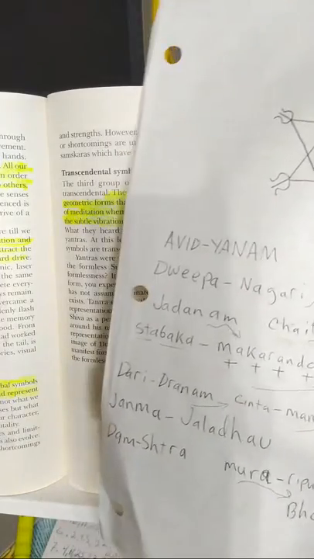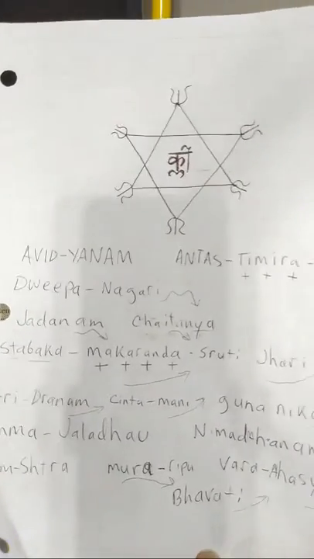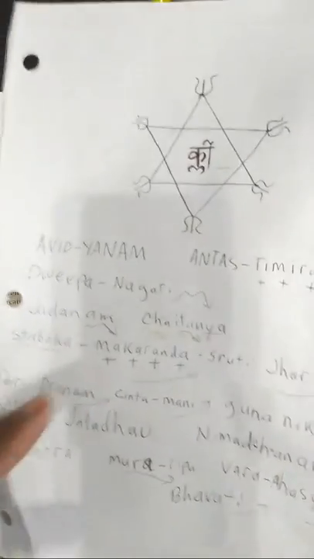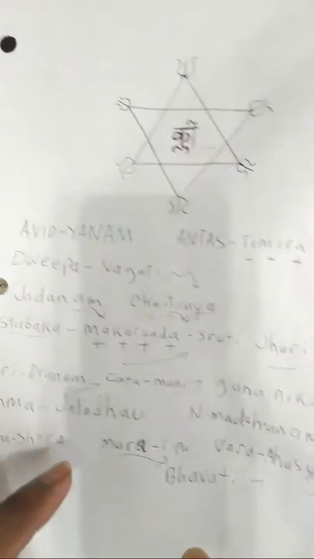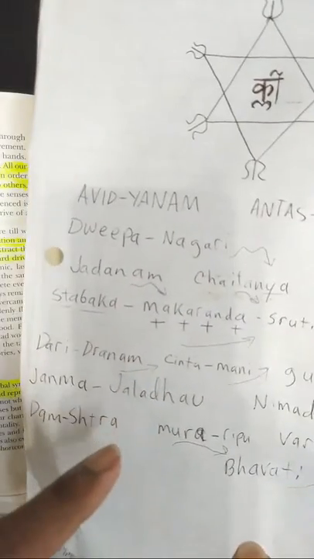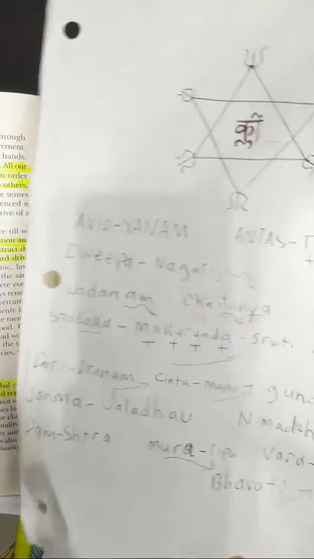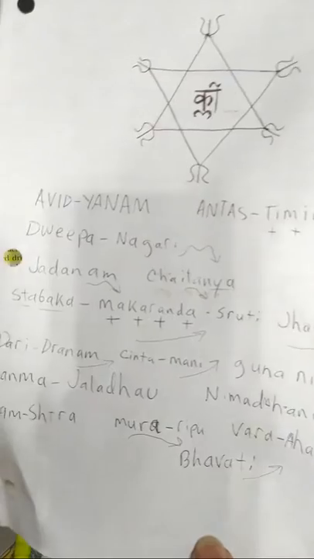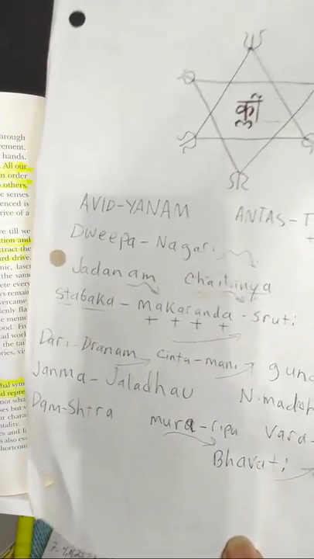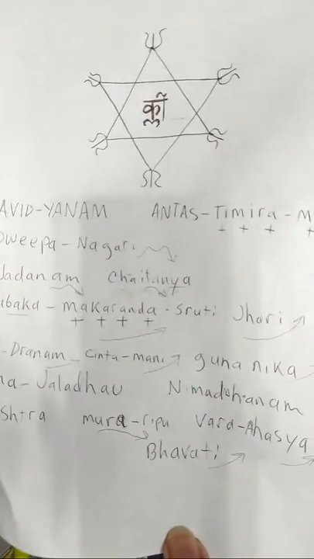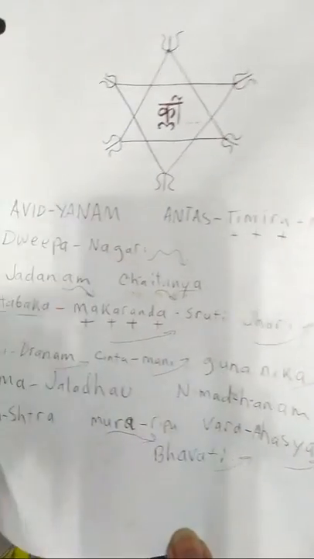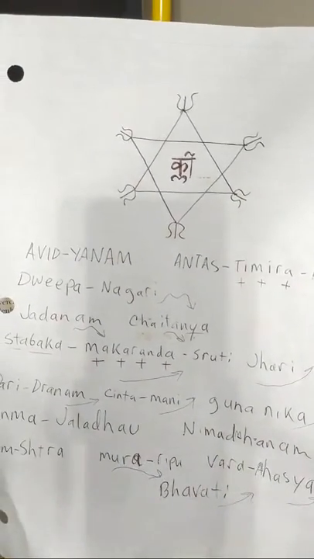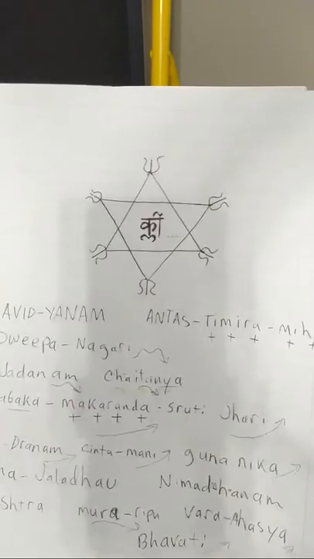Jadanam Chaitanya Strabaka Makaranda Shruti Jari. See, I even wrote down how I say it so I could say it right. I didn't focus on the spelling. I just focused on the phonetic, you know what I'm saying? And then as far as in the song, when he would go down or go up with his tonality. But yeah, that one's shloka number three.